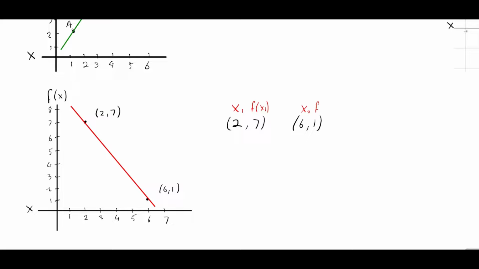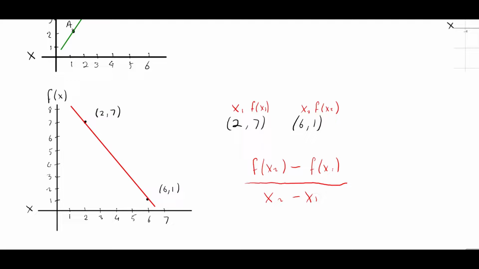And then this is going to be f of x2. So now we're going to be left with this formula here. So we're going to get f of x1 or f of x2. It actually doesn't matter which one we put first. So we're going to get f of x2 minus f of x1, and then we're going to get x2 minus x1.